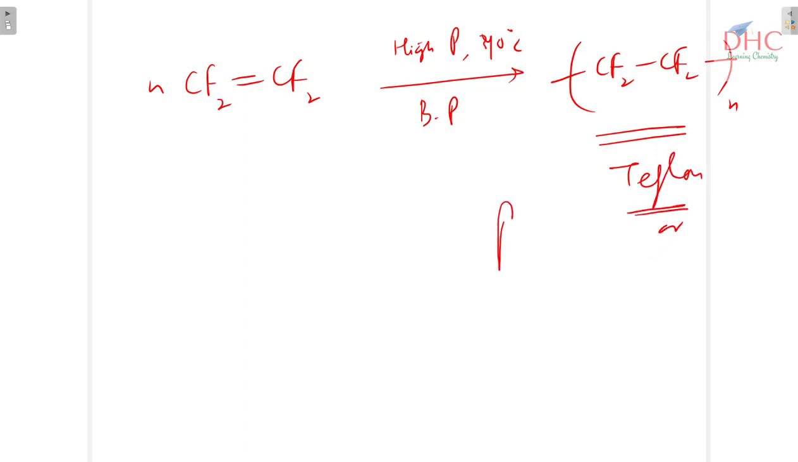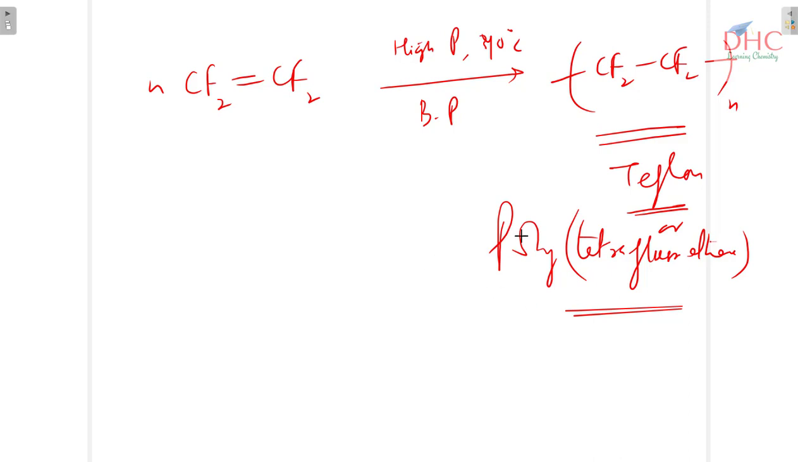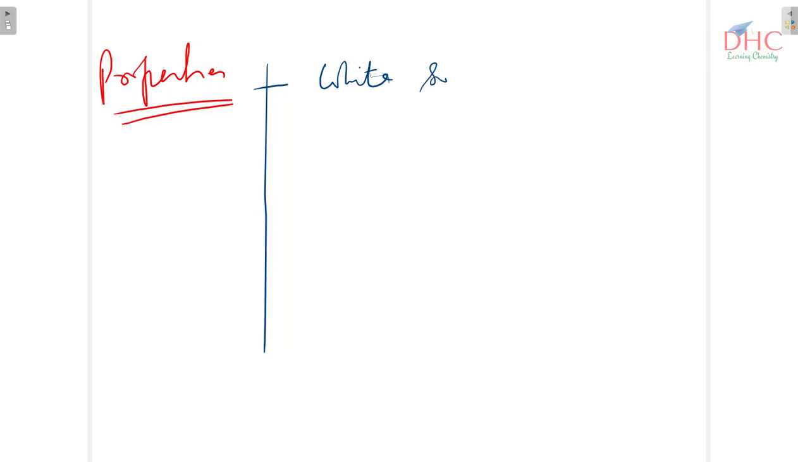It's also called polytetrafluoroethene. This is another name for Teflon. So what are the uses and properties of Teflon? The first property is that it's a white solid at room temperature. Next, its melting point is around 600 Kelvin, and it's chemically resistant.